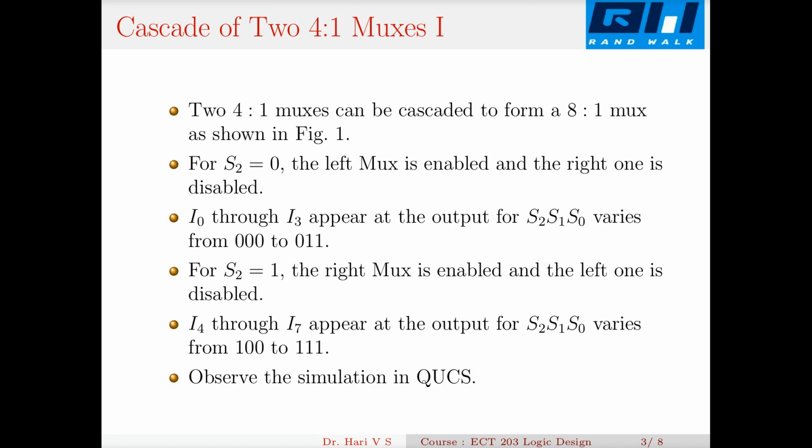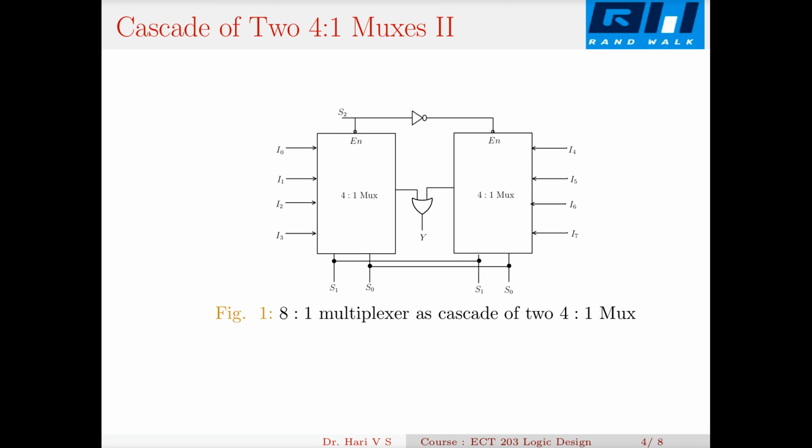For the cascade of two 4 is to 1 muxes, you can take two 4 is to 1 muxes and they can be cascaded as shown in this figure. This is the first 4 is to 1 mux on the left side, and on the right side there is another 4 is to 1 mux. Both have four inputs and two select lines S1 and S0, which are connected together. Then there is an enable pin here.